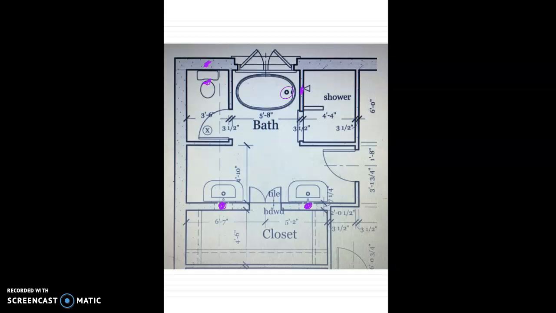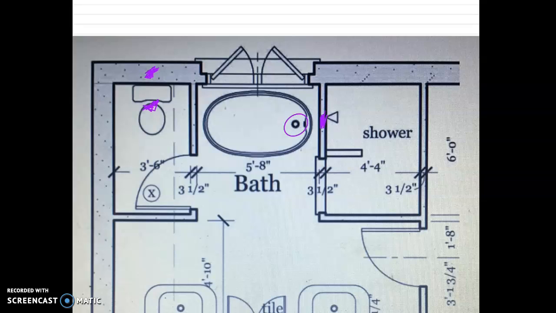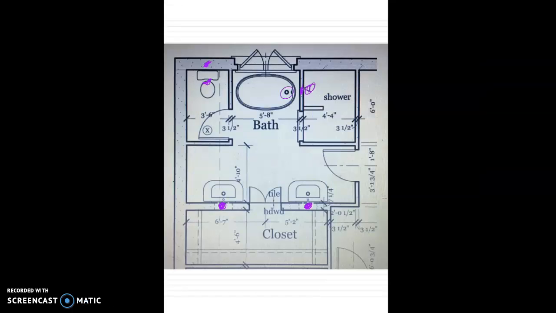There's also a shower, which I didn't even see. I don't even know how you get in that little thing, but it doesn't show it. I think this is the shower head or whatever.